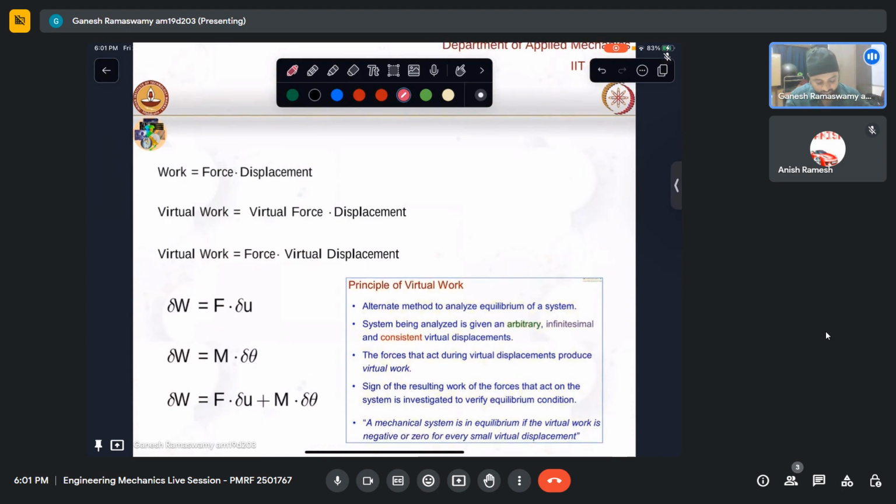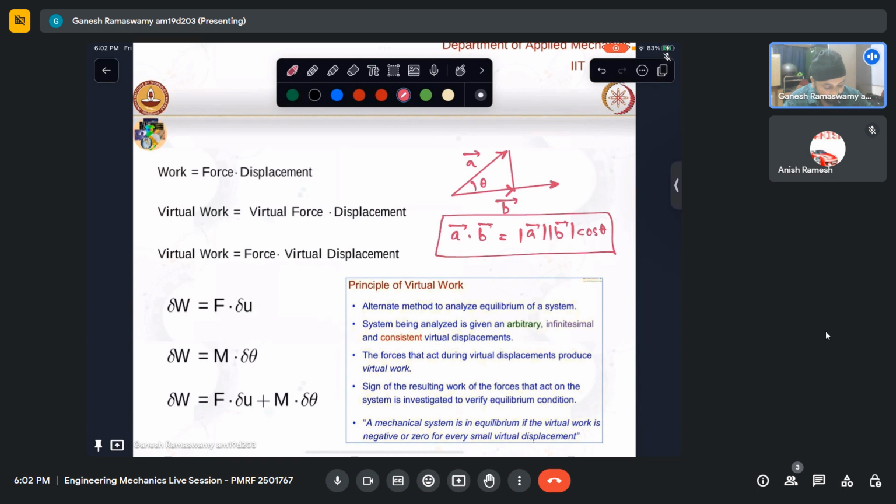Essentially, how is work defined in mechanics, or rather physics? It is the dot product of force and displacement. So if we have two vectors and let this be some theta, we know that the projection of this vector onto this is what is denoted by the dot product. If I were to represent this as vector A and this as vector B, then A dotted with B is essentially magnitude of A, magnitude of B cos theta. So this is how work is defined.